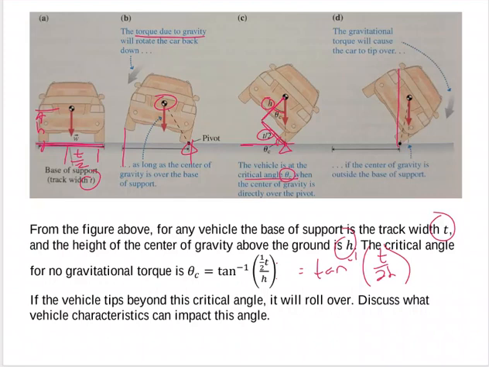So discuss what vehicle characteristics can impact this angle. Obviously, we just talked about it. The taller vehicle flips over faster. The vehicle with the skinnier track width flips over faster. What about weight? Do you see weight in this? Okay. This is simply talking about the center of gravity going over the top of the pivot, right? It does not matter what the weight of the vehicle is.